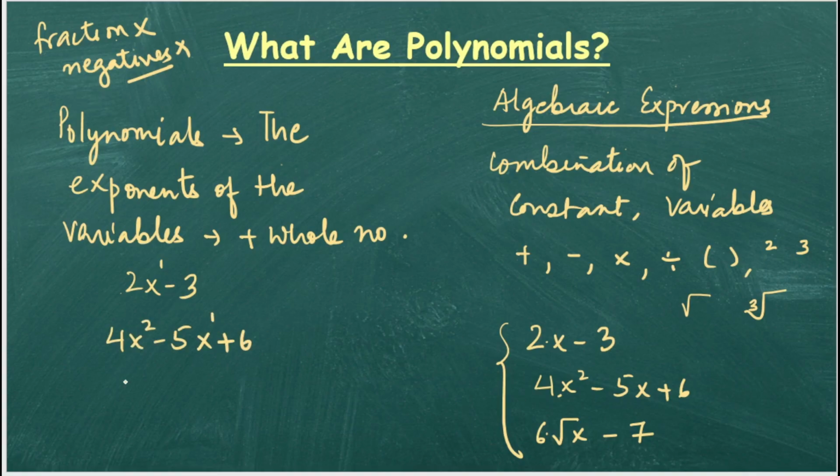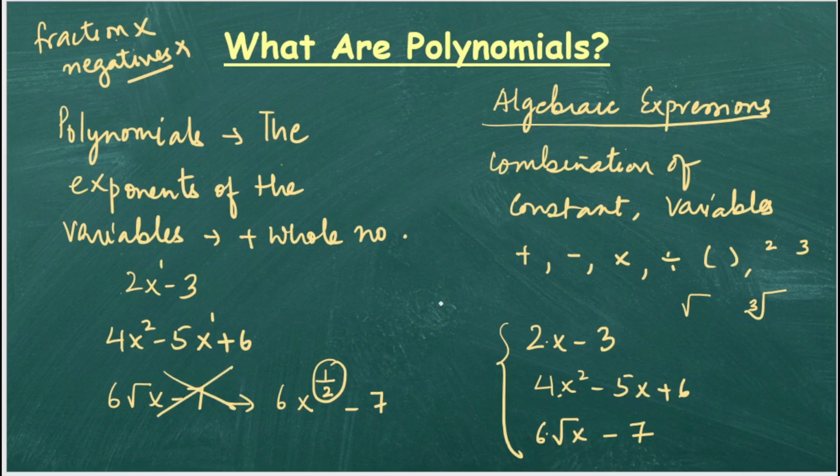But take this third one, 6 root x minus 7. I can rewrite this algebraic expression as 6 x raised to the power half minus 7. Now look at over here, the exponent of x is half, a fractional exponent. So 6 root x minus 7 is not a polynomial, but yes, it is an algebraic expression.